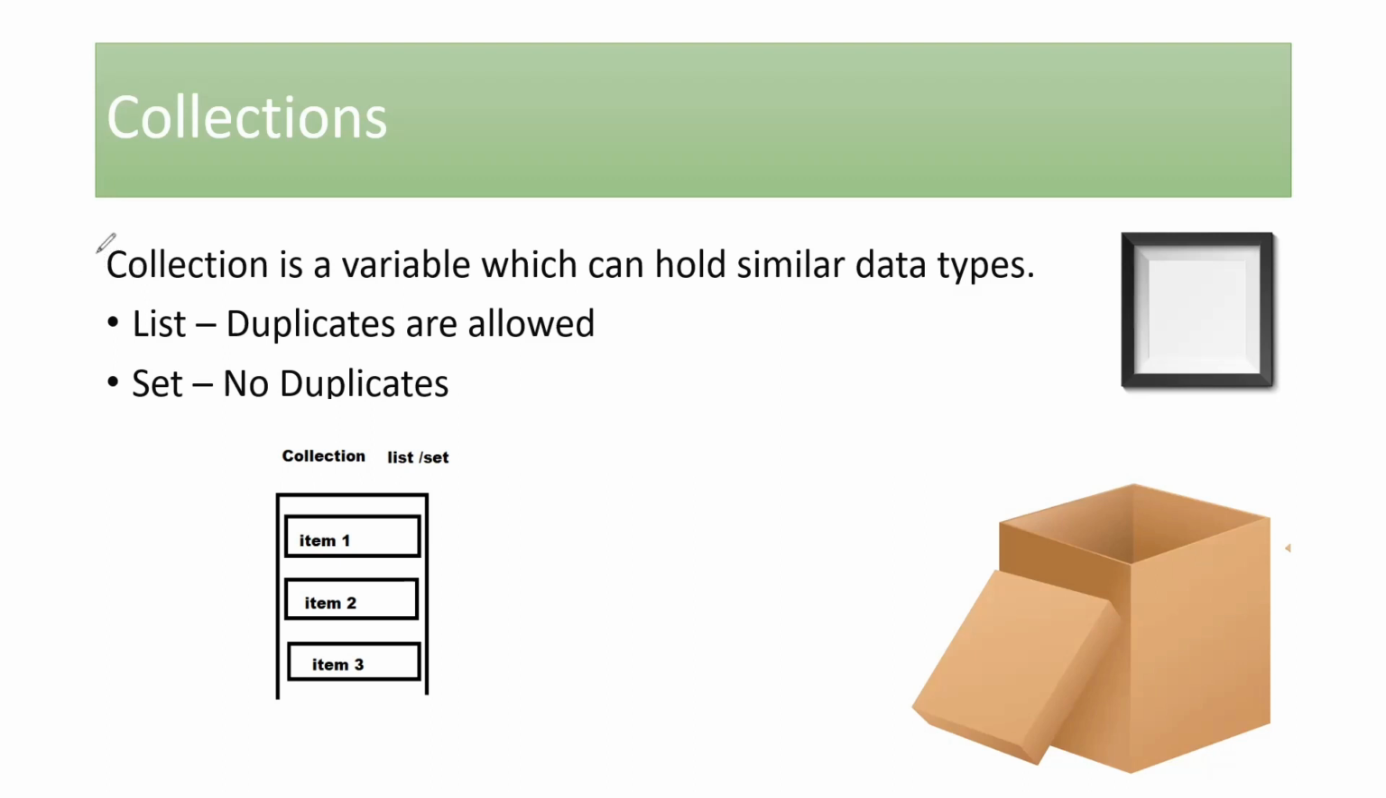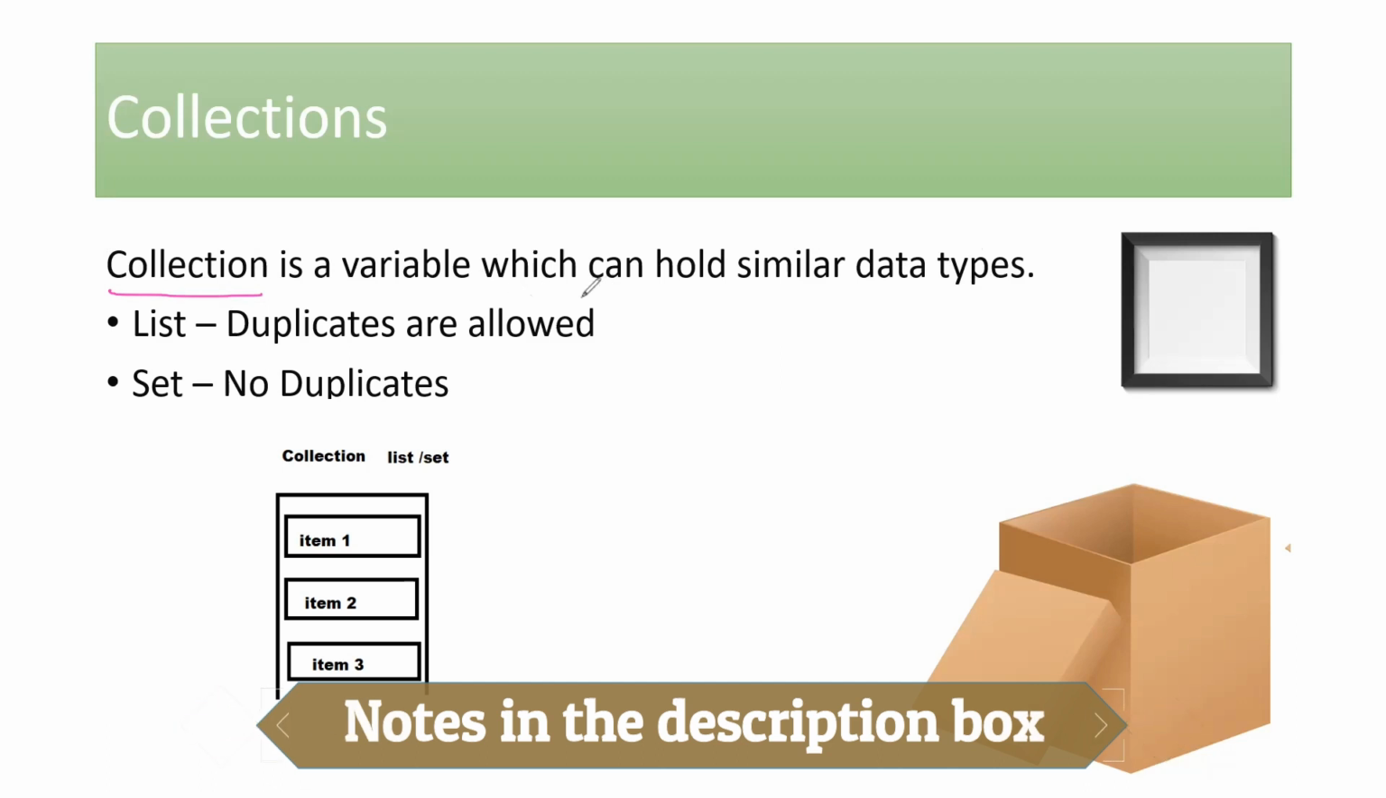Now, what exactly is a collection? Collection to me is a variable which can hold similar data types. Now, you might ask me, we have already looked at a couple of data types, so what is the need of this collection? We have seen so many data types like integer, boolean, long, and string. So now what is this collection?